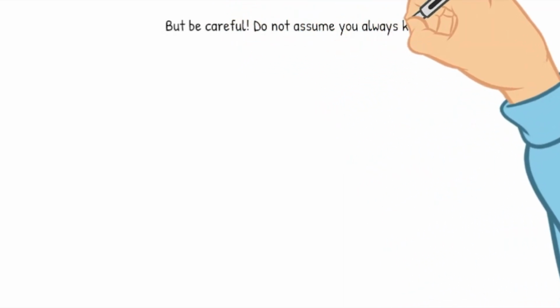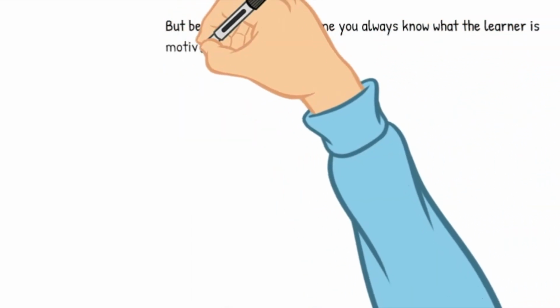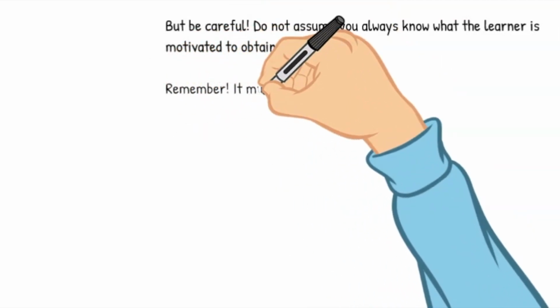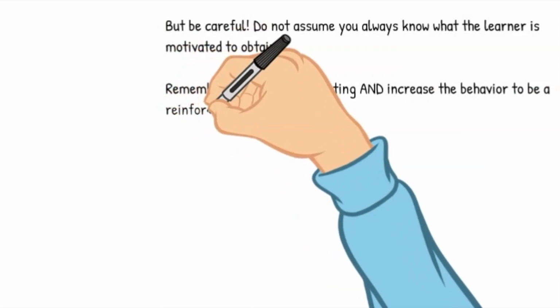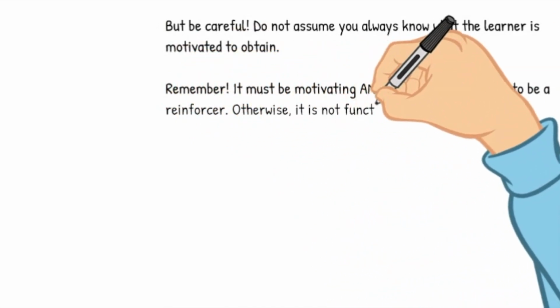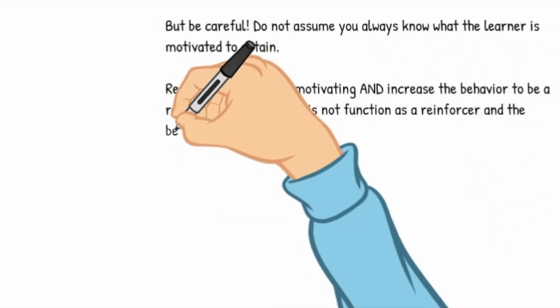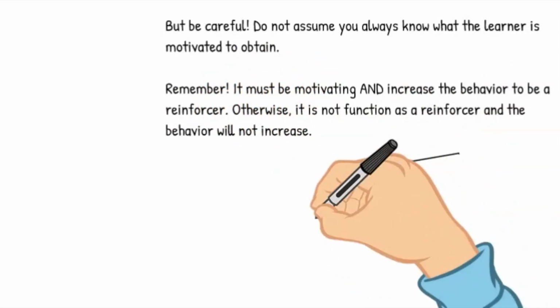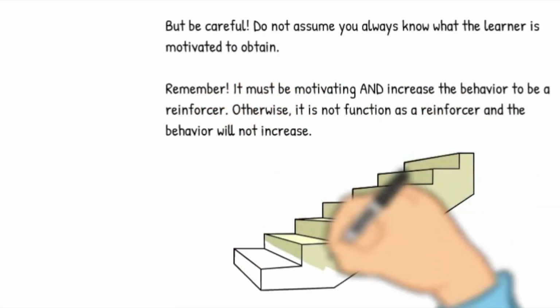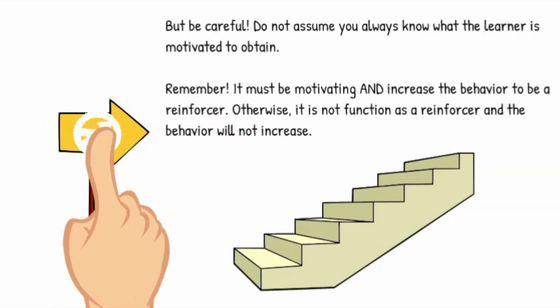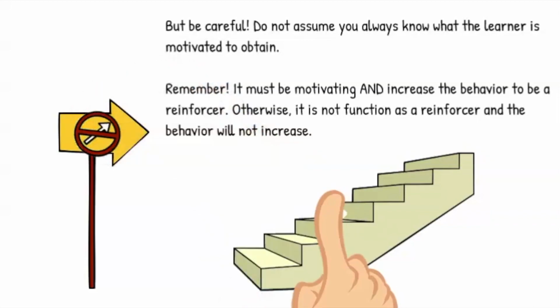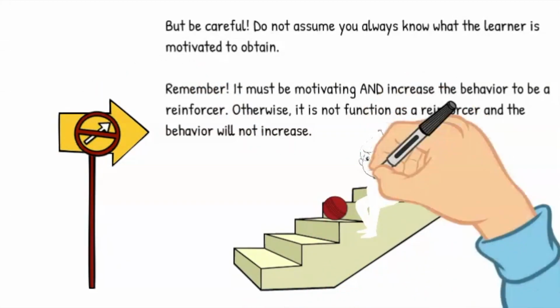But be careful. Don't always assume you know what the learner is motivated to obtain. I think this is a big mistake that's often made. It must be motivating and increase the behavior to be a reinforcer. Otherwise, it does not function as a reinforcer and the behavior will not increase in the future. You may see that target stagnate. Uh-oh, it stayed on the 3rd step. It wasn't reinforced.